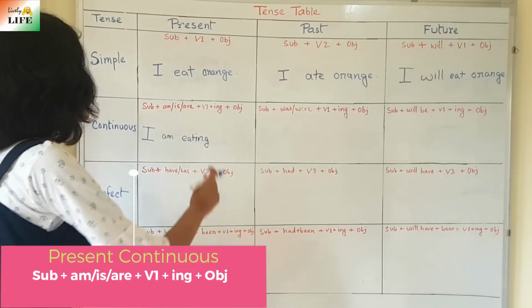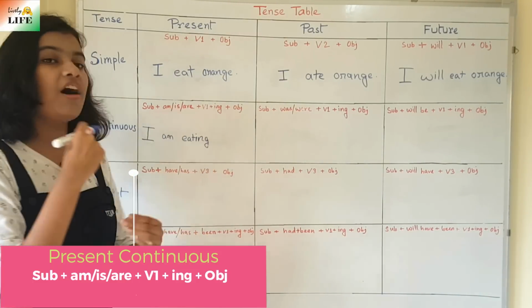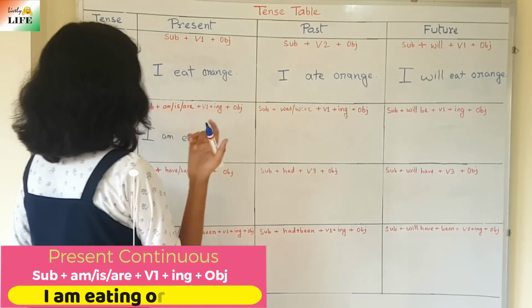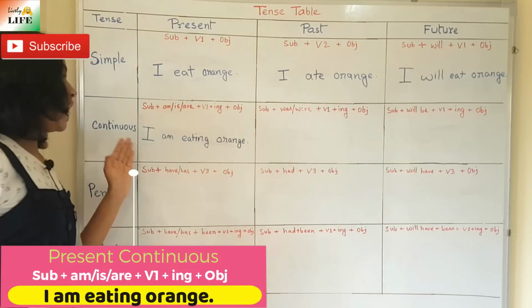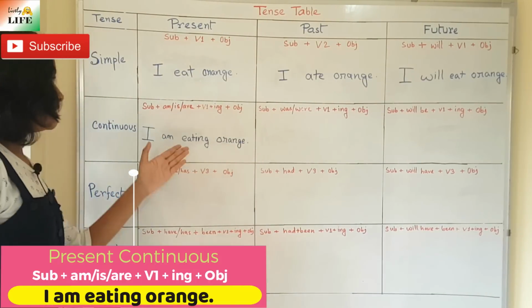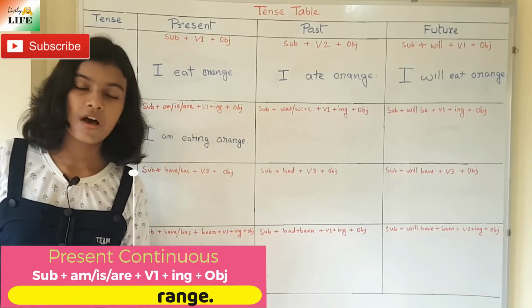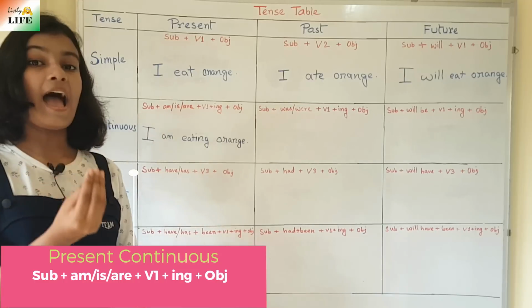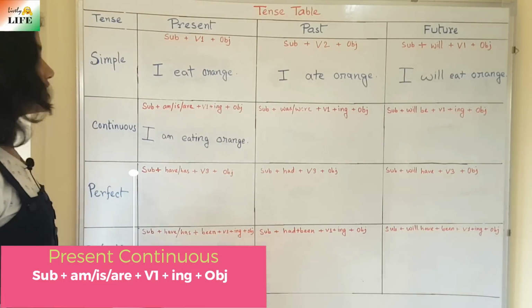Okay, not eat. After that in continuous tense we always have to use ing after the verb. So eating, I am eating, then object orange. So I am eating orange. This is in present continuous tense. Now some other examples. I am playing football. I am going to school. Okay, so these are in present continuous tense.